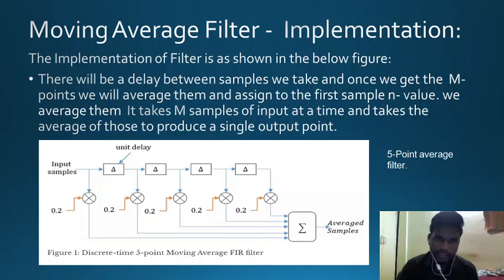There will be a delay between samples we take, and once we get the m points, we will arrange them, average them, and assign to the first sample. That is, if we take the first 5 values, x of 1 plus x of 2 plus x of 3 plus x of 4 plus x of 5, then we average them, that is x of 1 plus x of 2 plus x of 3 plus x of 4 plus x of 5 by 5, and we get y of 1, the first output point. We'll get a single output point. This is the implementation of the 5-point moving average filter.